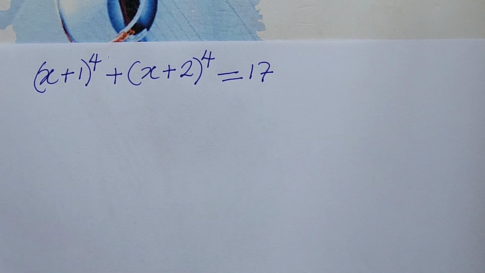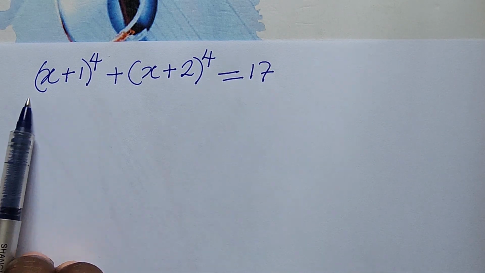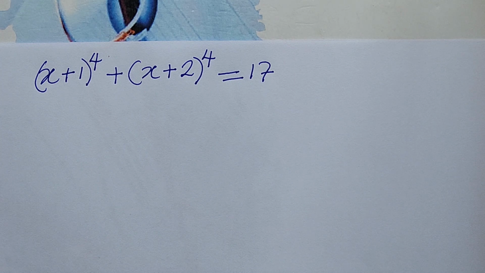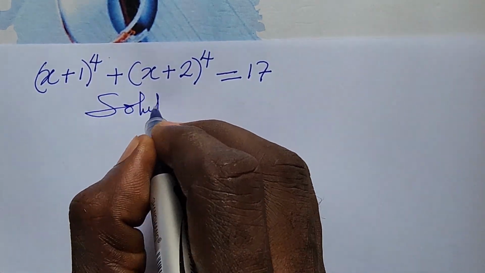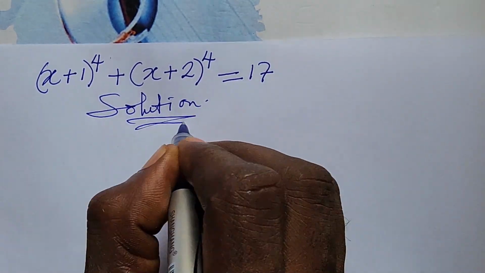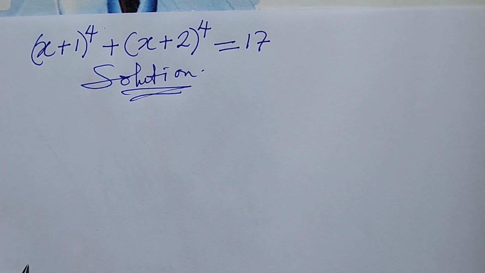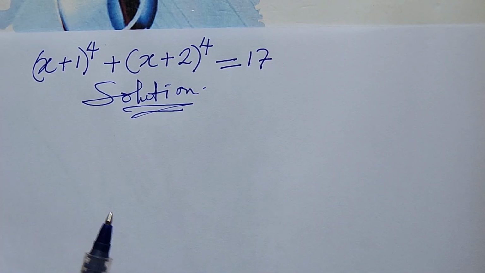If you look at this question carefully, we have to solve for 4 values of x. So we have to get 4 roots to this challenge here. So how do we get the 4 roots? So we take our solution here. Solution. All right, so from this question, the first thing we're going to do here is this.